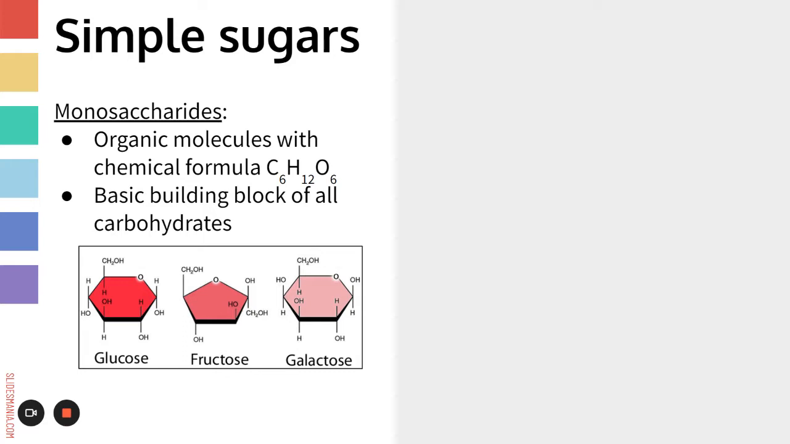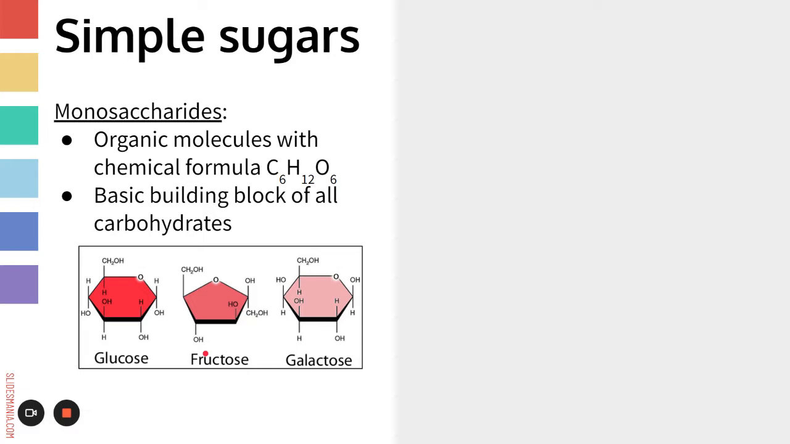They all have the same molecular formula, C6H12O6, and that means they've got 6 carbons, 12 hydrogens, and 6 oxygens. And you can see that they're all arranged in this ring hexagon form. So all of these monosaccharides are just one ring, one hexagon.